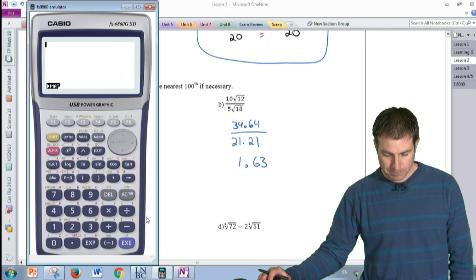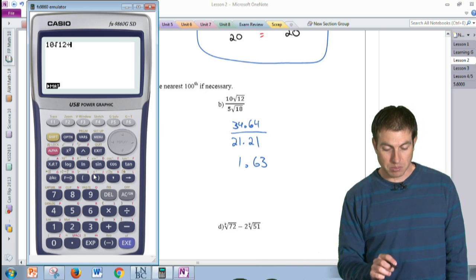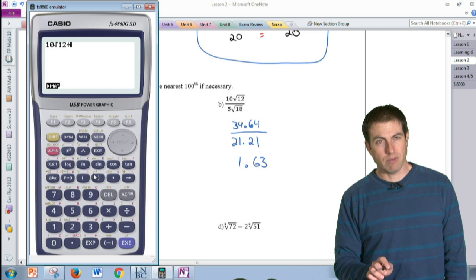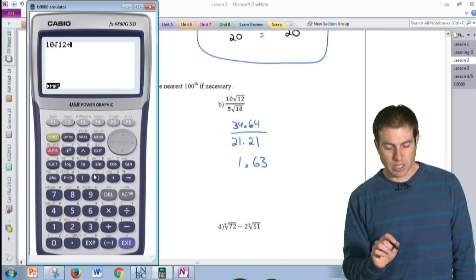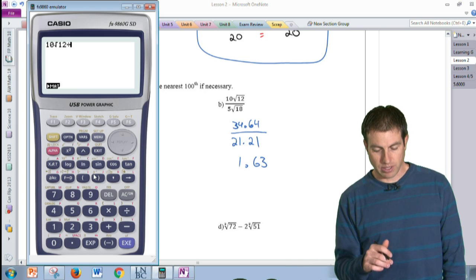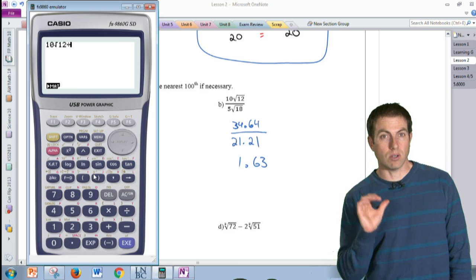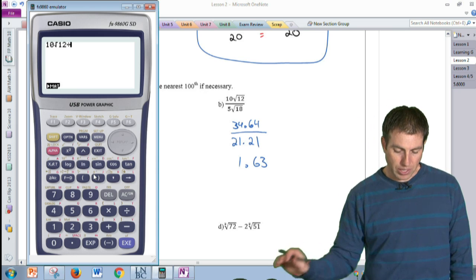So what I'm going to do is I'm going to just do the top like I normally would. So I can just go clear. I'm going to go 10 times the square root of 12, and then I go divided by, and then I'm going to put everything on the bottom in brackets. Now the reason I'm going to do that is because if I put divided by now and then put 5, my calculator is probably going to go 10 times the square root of 12, and then it's going to divide it by 5, and then multiply everything by the root of 18. It doesn't know that that root 18 is also on the bottom, so that's why the brackets are important.